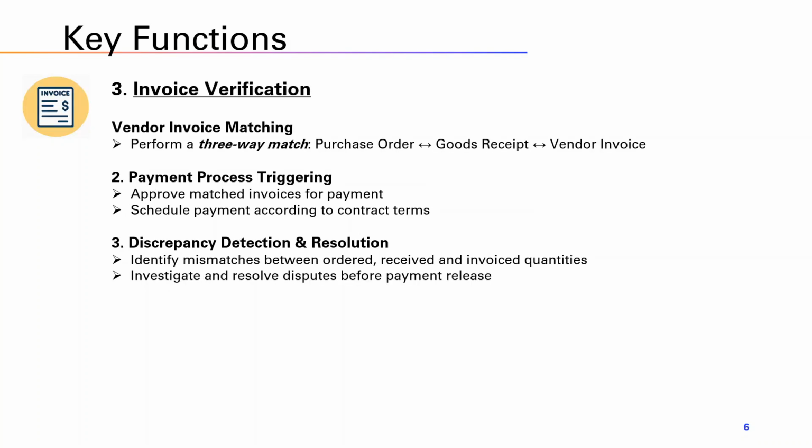And the third key function we have in MM is the invoice verification. Here, SAP MM ensures a three-way match. It is a check between what you ordered, what you got, and what vendor is charging you on the invoice. It is to make sure that all three agree before paying, so you don't pay for something you didn't get or pay the wrong price. The invoice verification process triggers payments only when everything matches, preventing overpayments and ensuring discrepancies are resolved before money leaves the business.